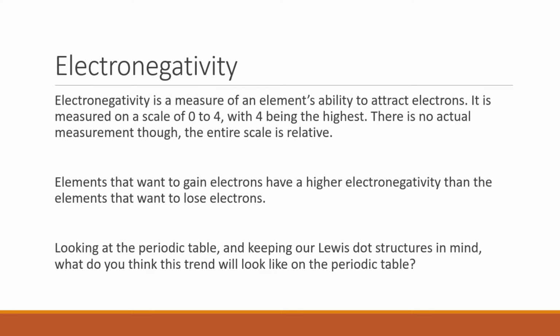Electronegativity is different. Ionization energy is all about how much energy it takes to remove an electron. Electronegativity is a measure of how good an element is at getting new electrons. If we're talking about electrons as something you hold on to, ionization energy is how good are you at holding on to your electrons, and electronegativity is how good are you at taking electrons from others.